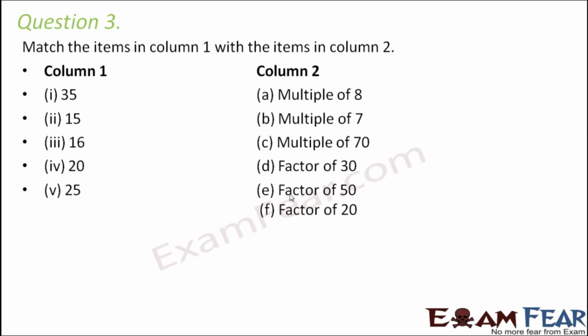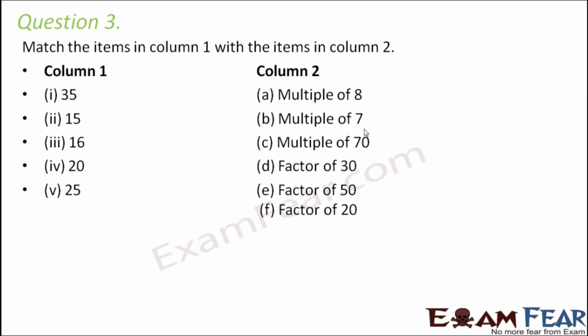Question number 3. Match the items in column 1 with the items in column 2. 35. Is it a multiple of 8? Do you think that 35 would be a multiple of 8? Quickly recall the table of 8. 8 ones are 8, 8 twos are 16, 8 threes are 24, 8 fours are 32, 8 fives are 40. So 35 is not there. So 35 is not a multiple of 8.